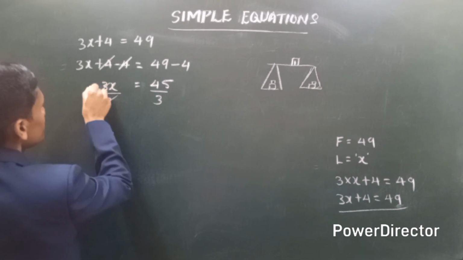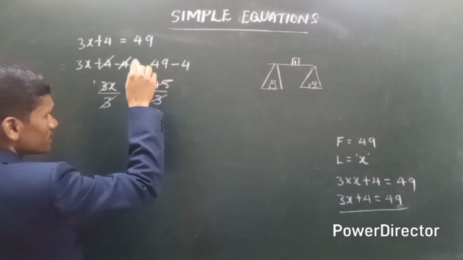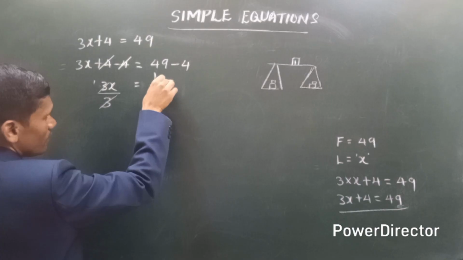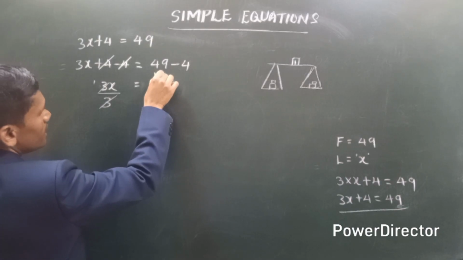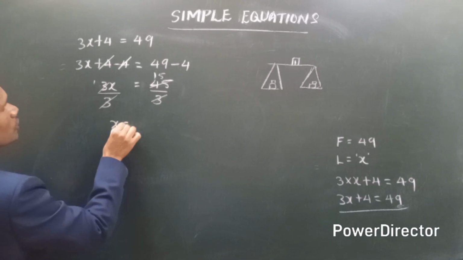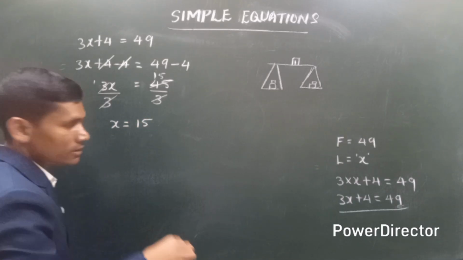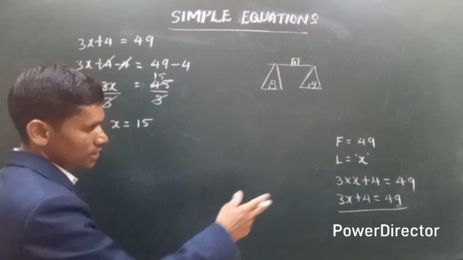So 3 ones are 3, the 3s are gone, right? Here 3 ones are 3, 1 remains, 15. 3 fives are 15, and 3 fifteens are 45, right? Now x is equal to 15, you got. This is Lakshmi's age.